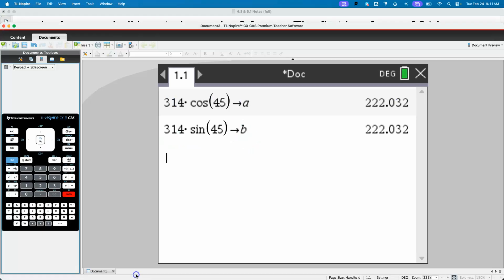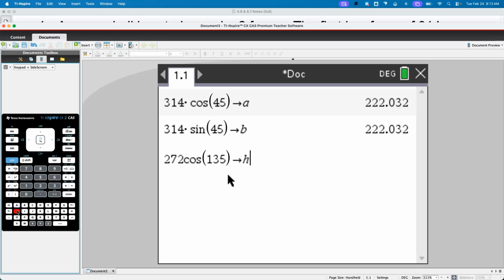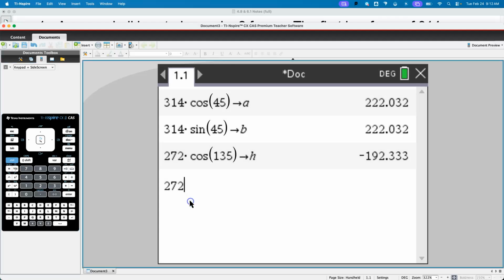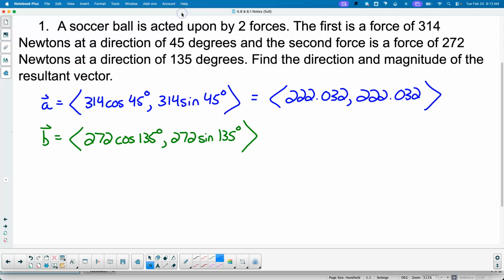Then I need to calculate 272 cosine of 135 degrees, and that's going to be the horizontal component of my second vector. And then 272 sine of 135 degrees is going to be the vertical component of my second vector, 192.333.